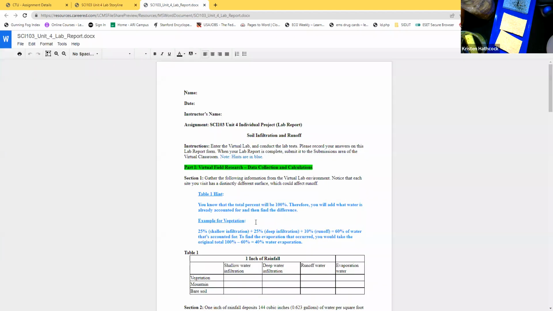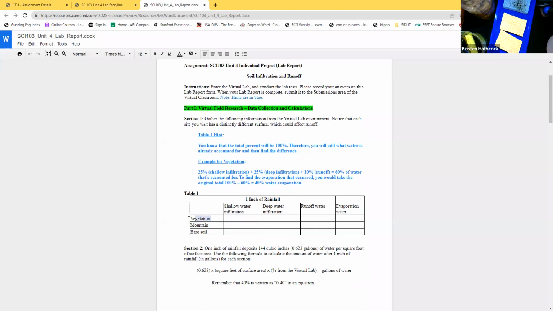So we'll come back to our lab here. And since we visited site 1, which was vegetation, we're going to go ahead and put 10% in here. We're just transferring the information to make it nice and neat and organized. 25%, 25% here. And how do we calculate 100%?